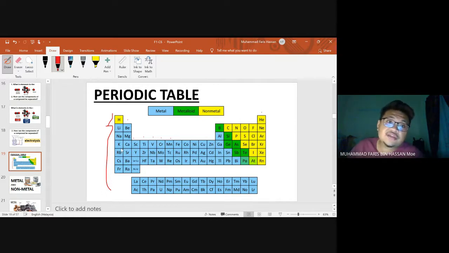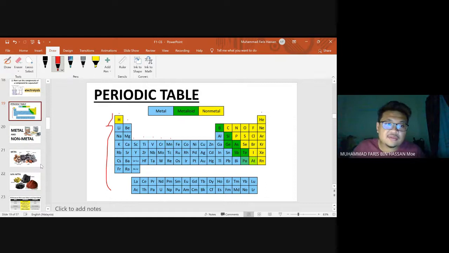So for your information, all the metals in this group 1, including all the elements here, we call them alkali metals. In Bahasa we call it logam alkali. In English we call it alkali metal. All these elements are alkali metals.